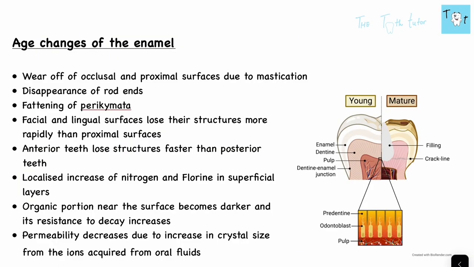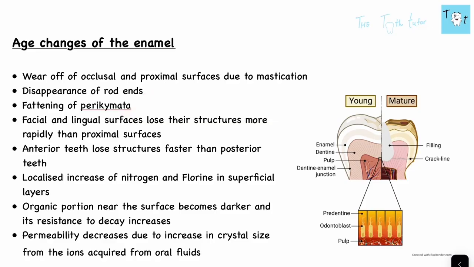So the first thing that happens is the wearing off of the occlusal and proximal surfaces due to mastication. What that means is that when the enamel is young, you can see the smooth surface and maybe the cusps are pointed, that kind of surface. But as we age, due to mastication, the surface will be worn off. Then the second thing is the disappearance of rod ends. We saw in the structures that there were rod ends on the surface of enamel. So due to the wearing off, they will also be removed as the enamel surface gets worn off.